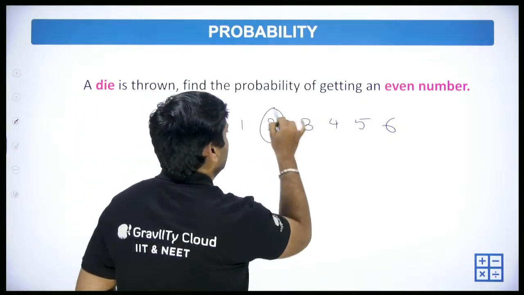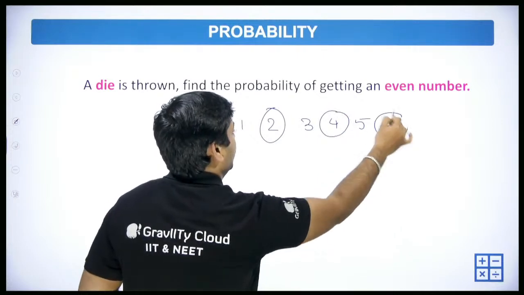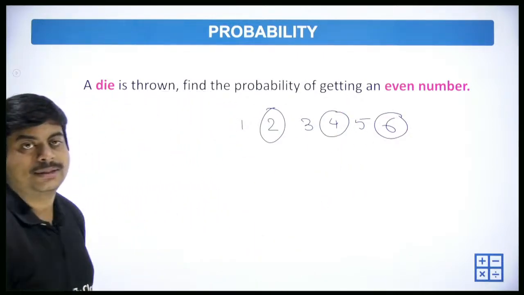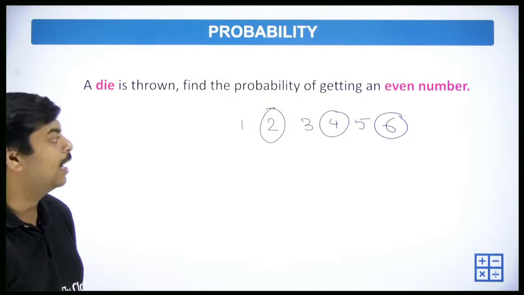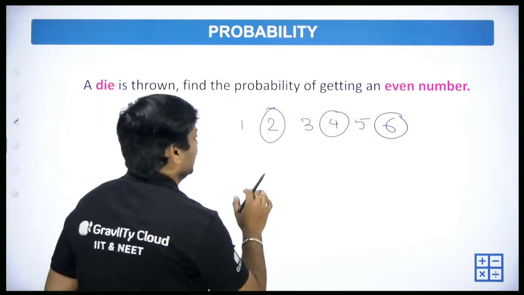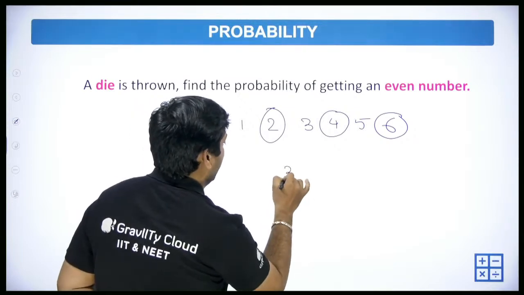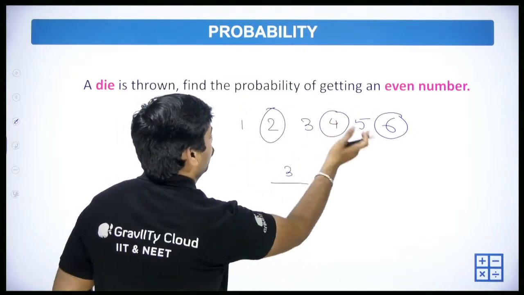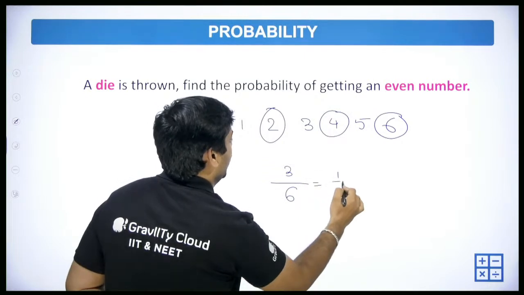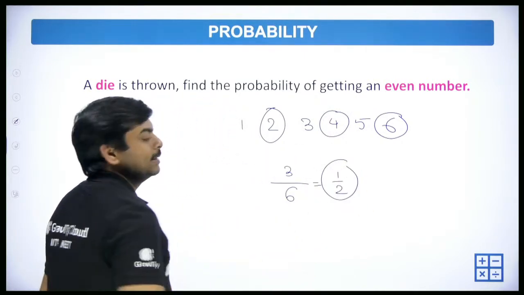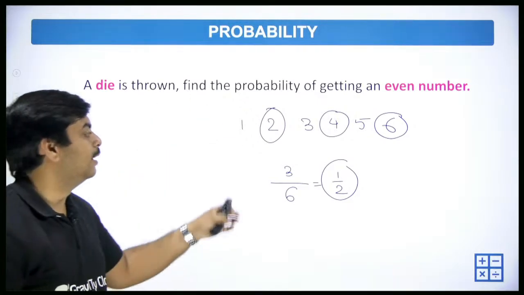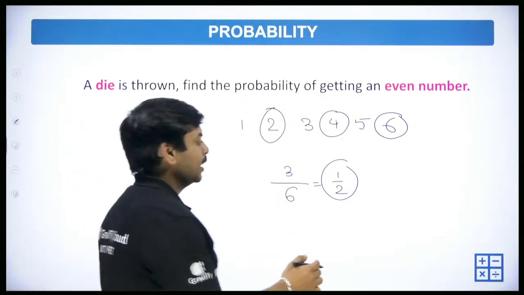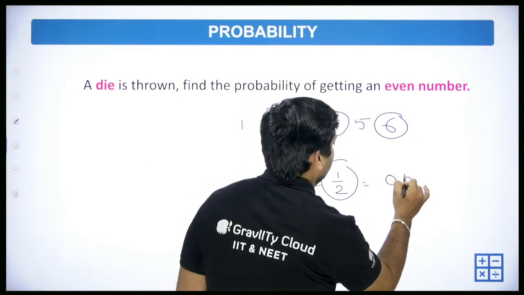The even numbers are 2, 4 and 6, so these are 3 numbers. We have a total of 3 cases out of 6, so 3 by 6, which is 1 by 2. So the probability of getting an even number is 1 by 2, or if you divide 1 by 2, you will get 0.5 as the probability.